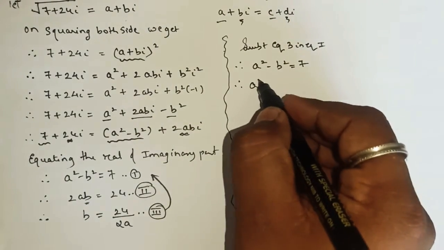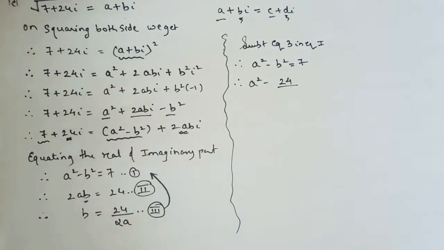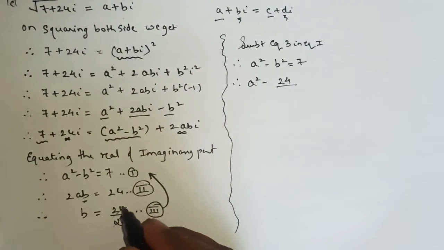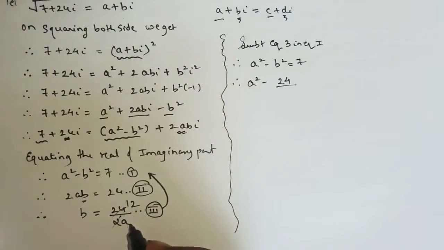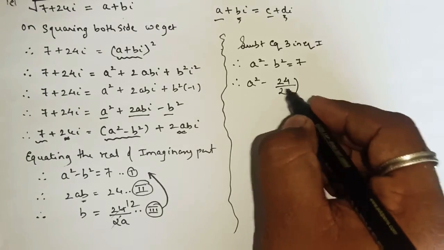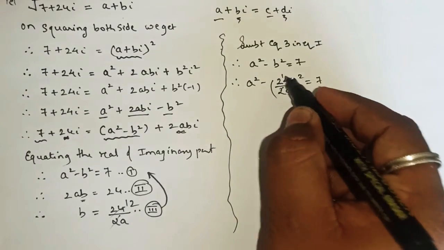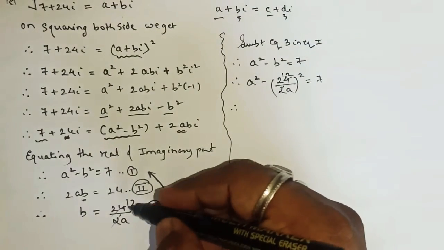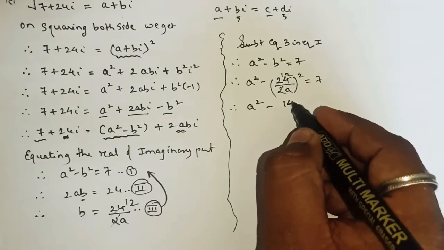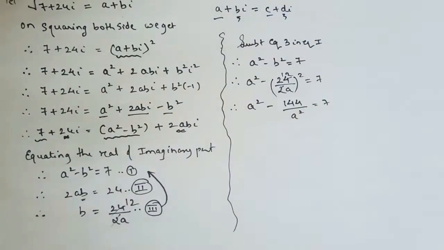So we'll keep this a square as it is, as the value of b is what? 24 upon 2a. If you want, you can reduce this number, 2 twelves are 24. So here the value of b is 12 upon a. We can cancel this part. Yes or no? Directly you can cancel it and then substitute the value, it is up to you. So a square minus 12 square upon a square, that is 144 upon a square, equals 7.